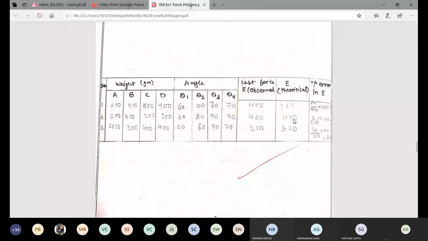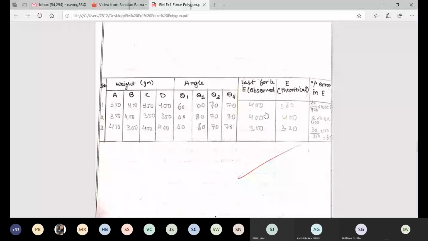So try to make the polygon for the first reading. I will give you five minutes to complete it. Okay, do it. I will call roll number wise. I am giving all of you 5 to 7 minutes, and I will see what you are making.